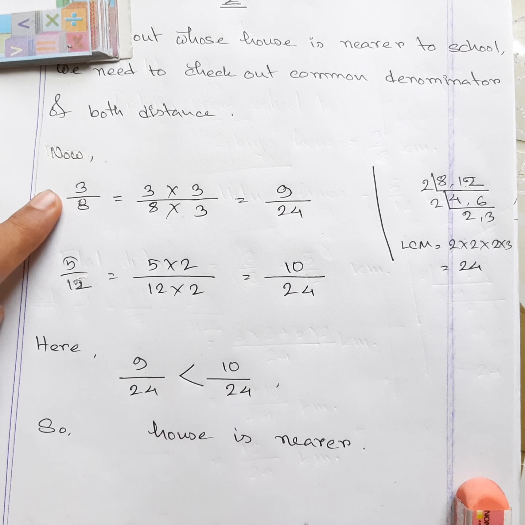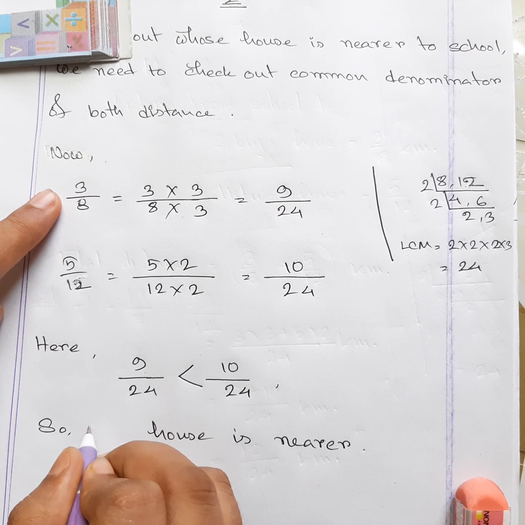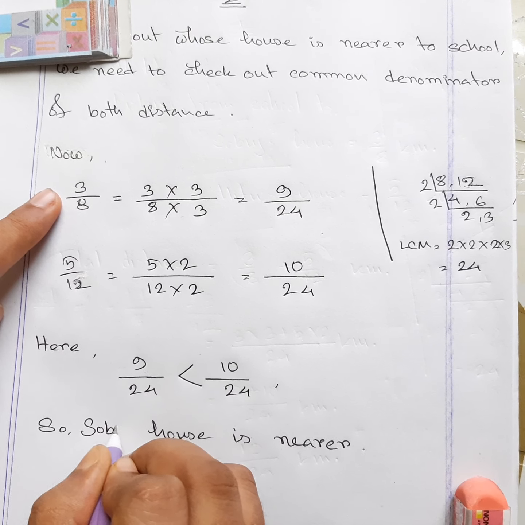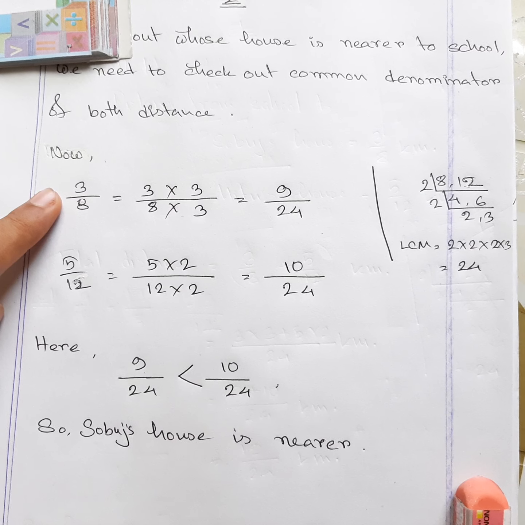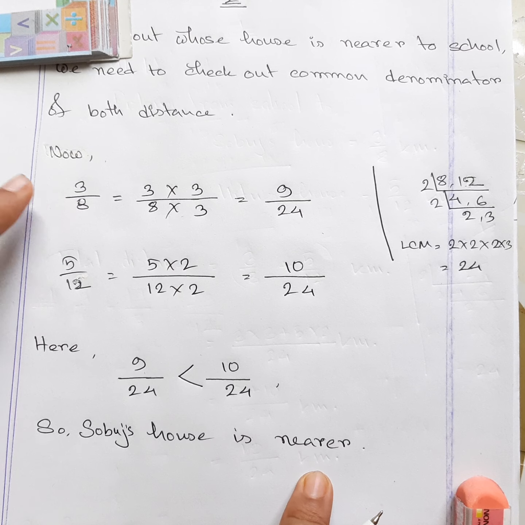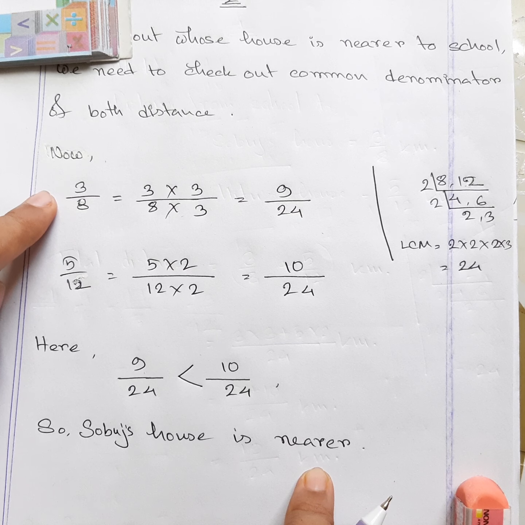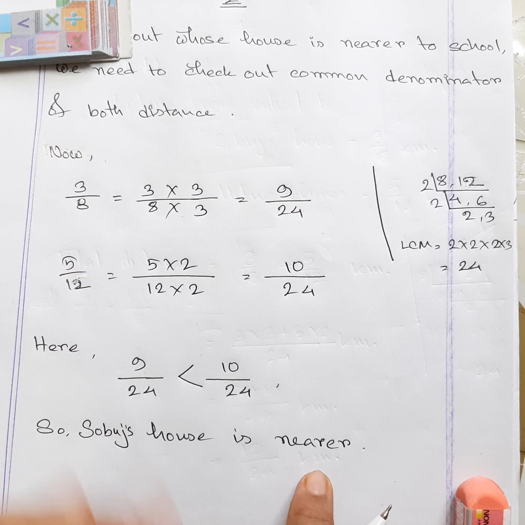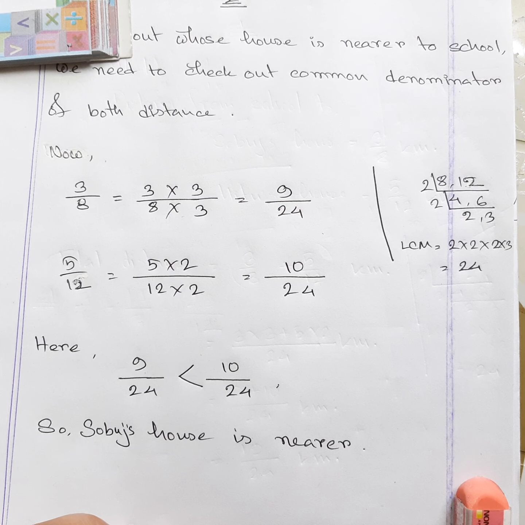Okay, so we can say that Shabu's house is nearer, because the distance is smaller than Mitu's. This is why it is close to school. Okay, now we are going to do the rest of the part of 2 number.